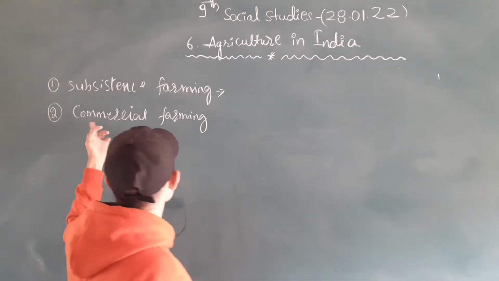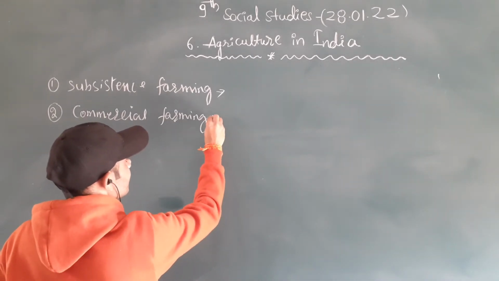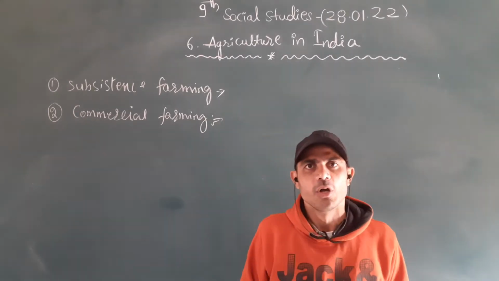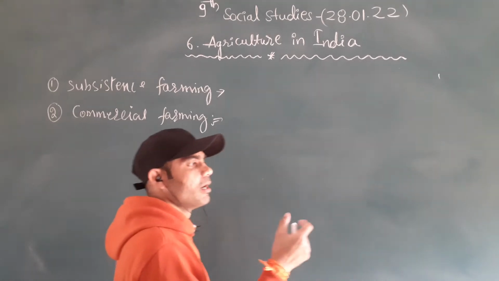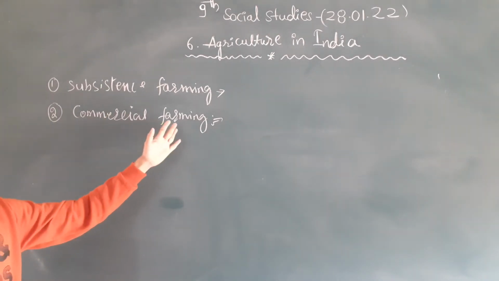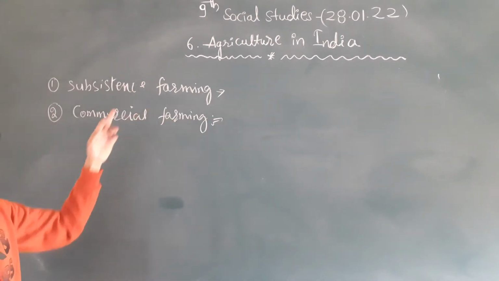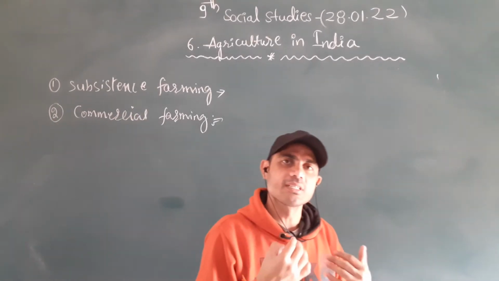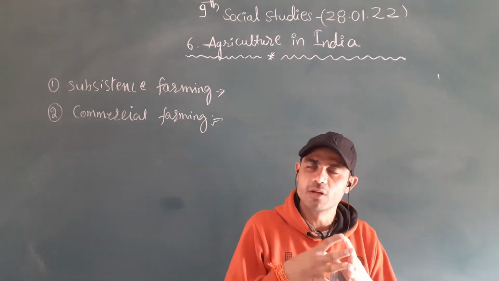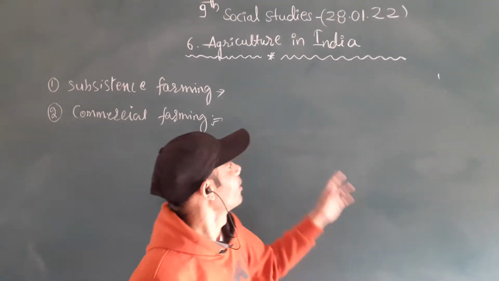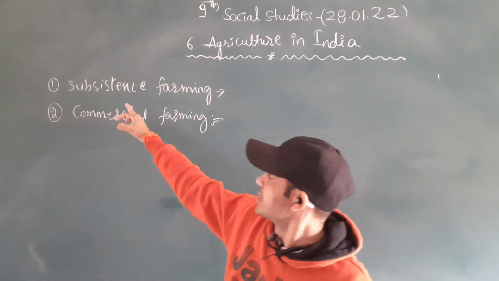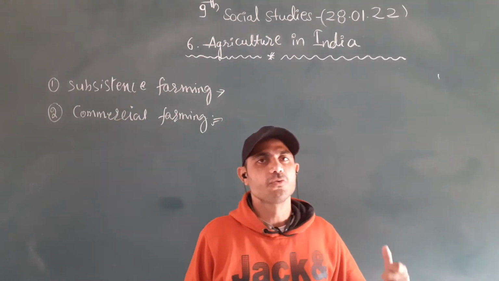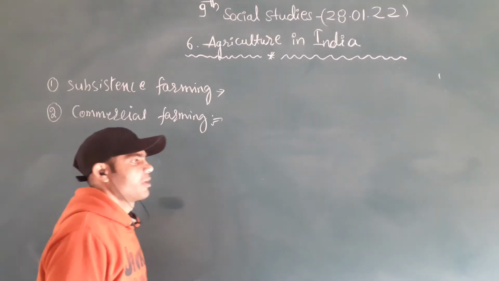But when it comes to commercial farming, the crops are grown for trading and for earning purposes. That is what we call commercial farming. The first one is used only for sustenance, for those who are farming and practicing the craft, which we call subsistence farming. The other one is commercial farming, which is used for trade purposes.